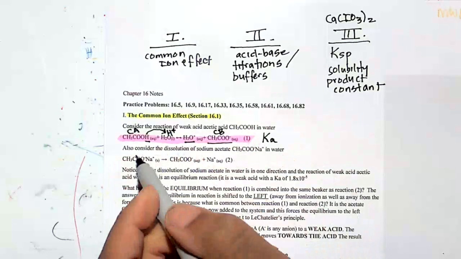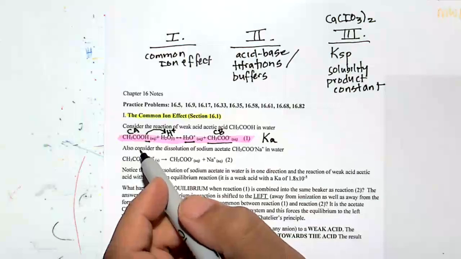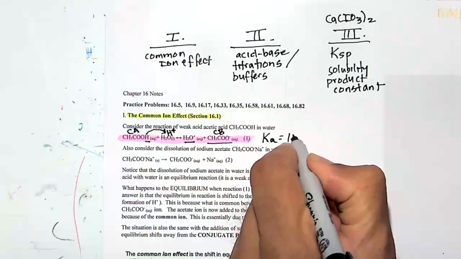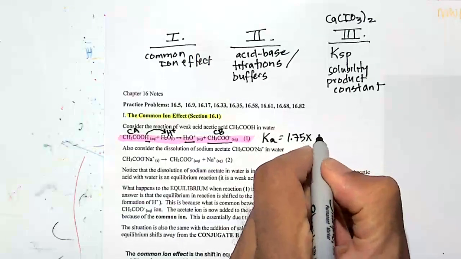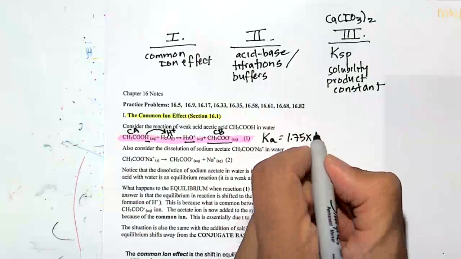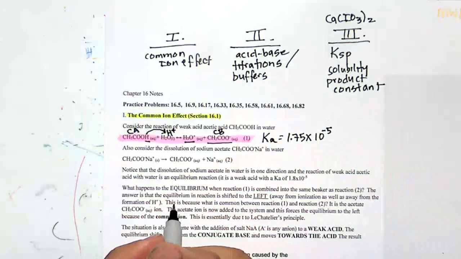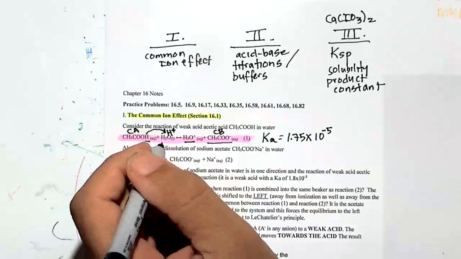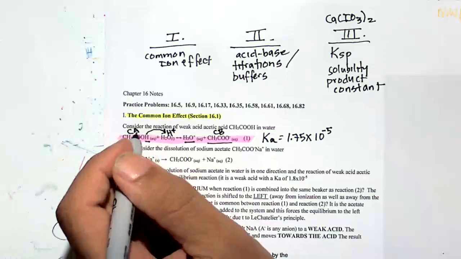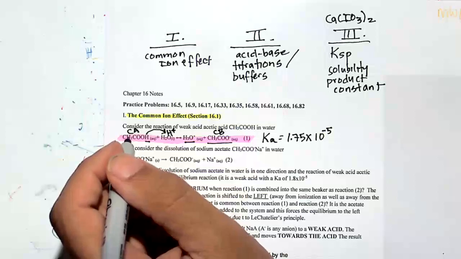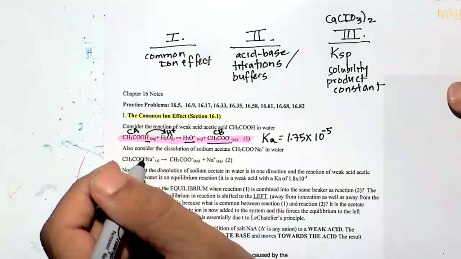How do I know it's a weak acid? It's not one of our six, and it has a Ka. I'll give you the Ka for acetic acid. I'll give you the Ka for any weak acid, and it's 1.75 times 10 to the minus 5. All right, so we use the ICE table. We can use the low ionization assumption. You do all those things to calculate the pH of a bottle of acetic acid.